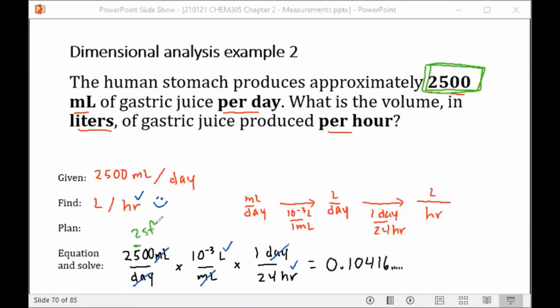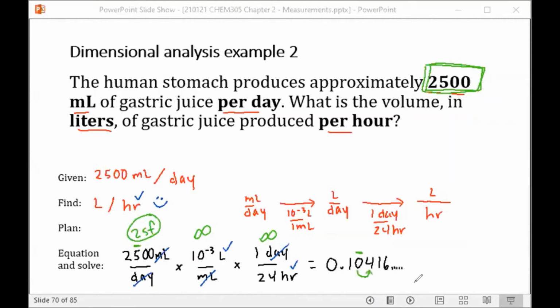2 sig figs. And then per day, day is an exact number, so we don't have to worry about the 1 down here. It doesn't matter because it's an exact per day. Our next conversion is within the metric system prefix table, so that has infinite sig figs. 24 hours in 1 day is a conversion factor that is, by definition, exact, so that has infinite sig figs. So all of this is multiplication and division based math, so our final answer should be rounded to 2 sig figs.